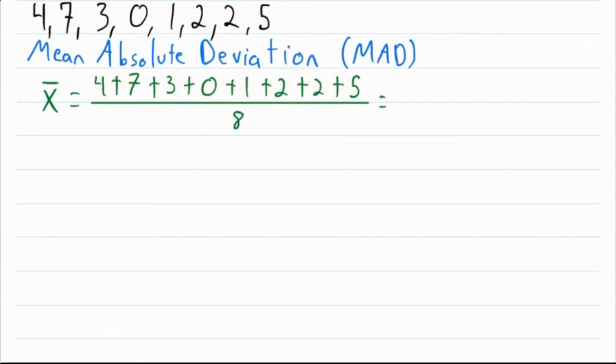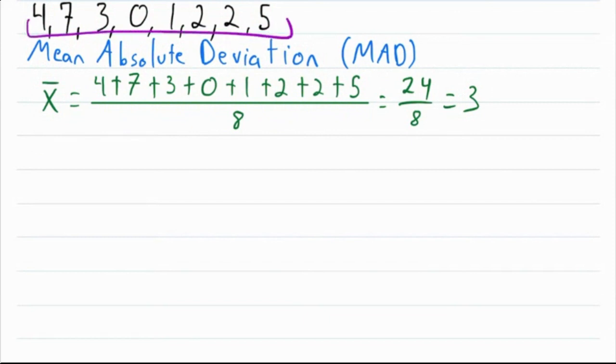Then adding all of these values up, that gives us 24. That's getting divided by 8, and that is equal to 3. So the mean of this data set is equal to 3. Remember, we're calling the mean x bar. So now we have the mean. Remember, we're trying to find the mean absolute deviation, which tells us on average how much the values in this data set deviate from the mean.